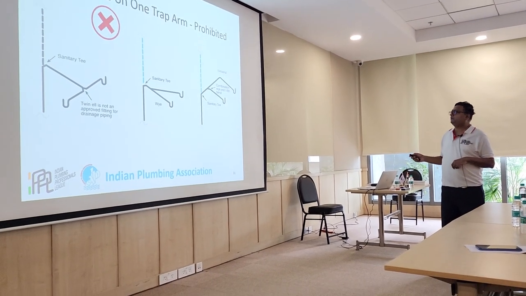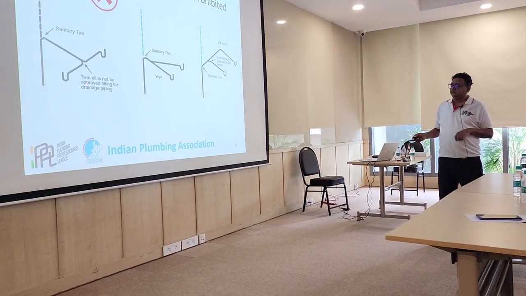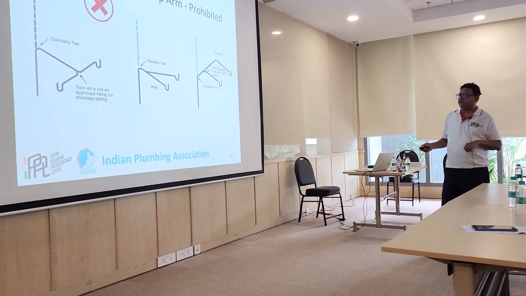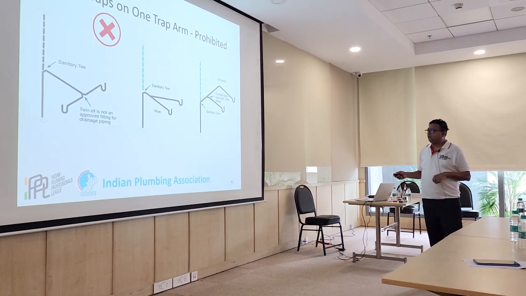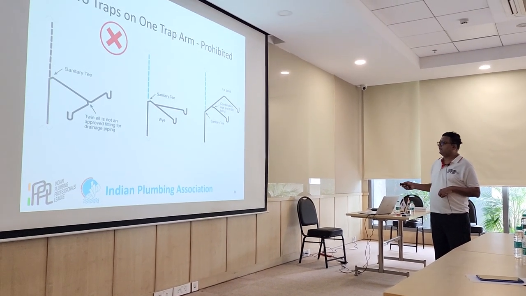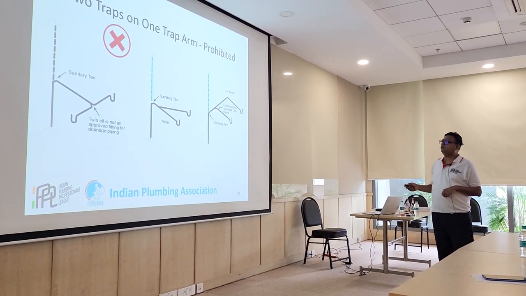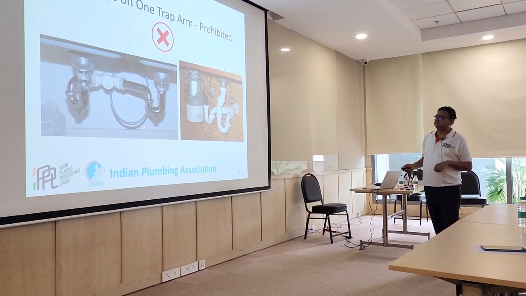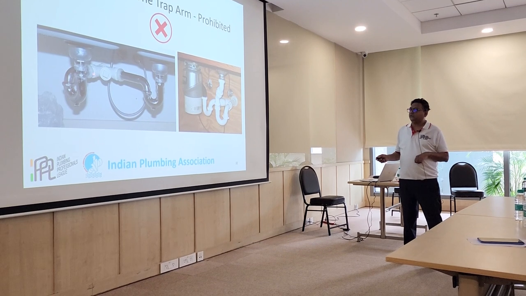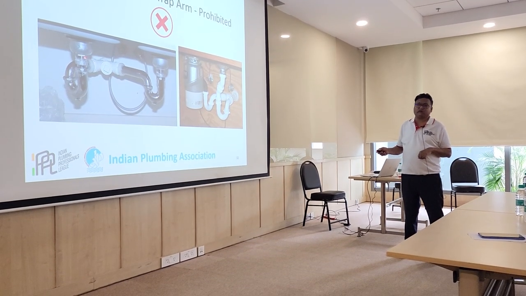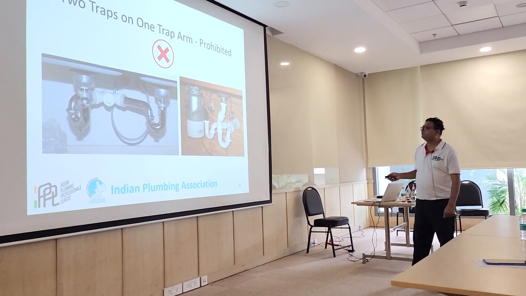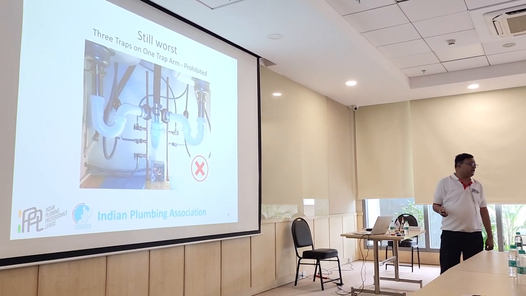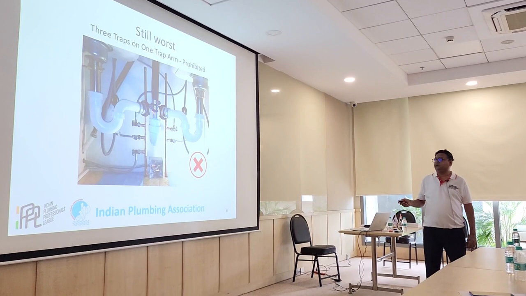Two traps on one trap arm prohibited. See, so twin is not an approved fitting for the drainage piping. You have to provide a 45 degree Y like this. Then only you can connect the double trap. See, this is incorrect, that you are connecting two traps to one outlet. Okay. This is worst because you are connecting three traps at one outlet.